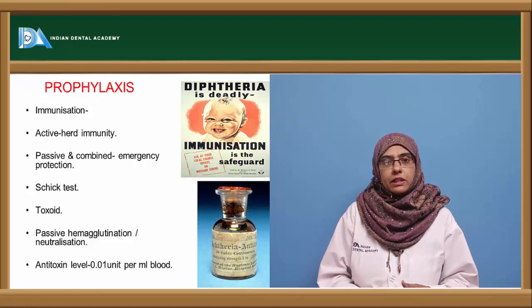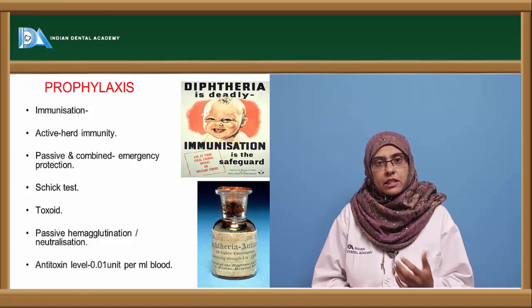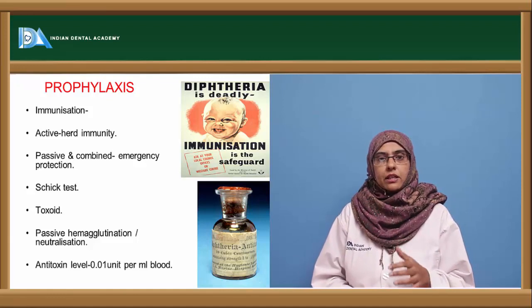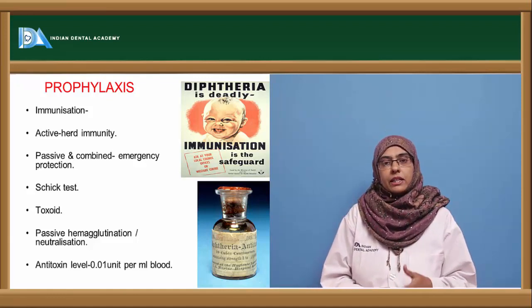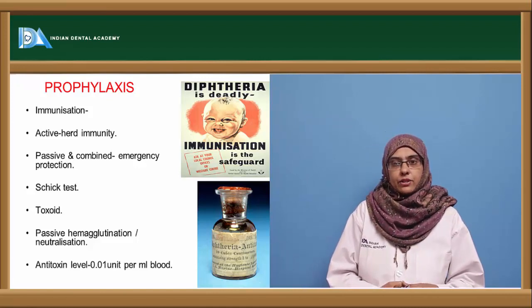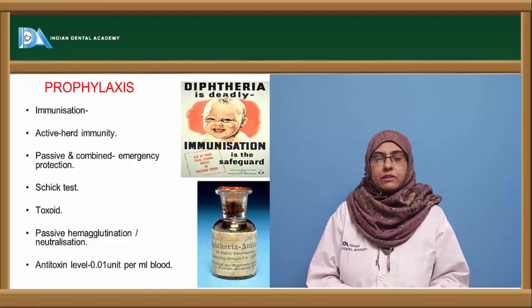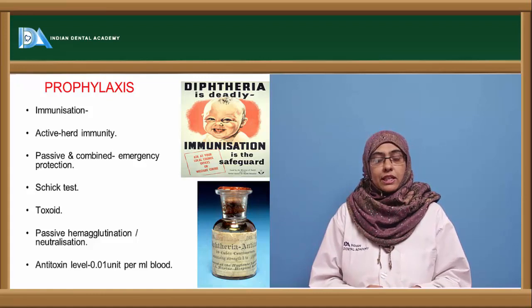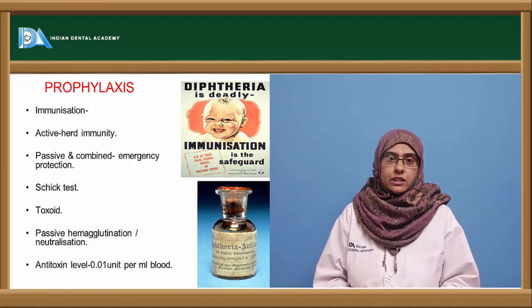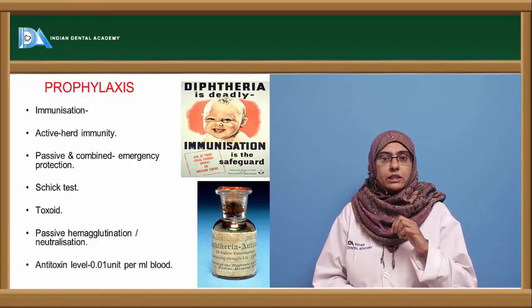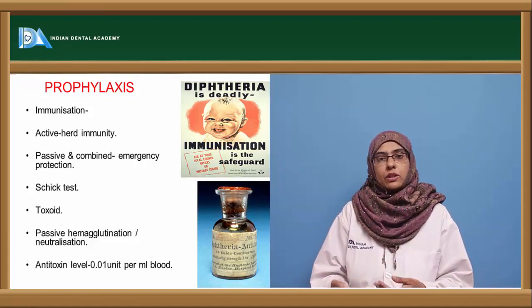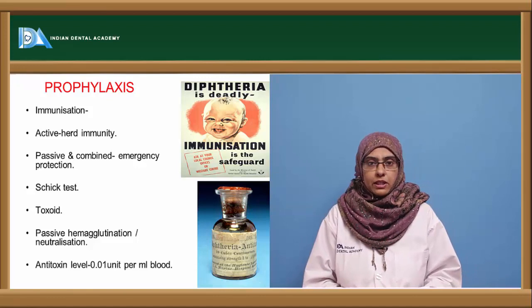In active immunity, immunization is done with the help of toxoids that are prepared in vitro, and it provides herd immunity and helps in the eradication of the disease. Whereas passive and combined protection is mostly given in emergency conditions, when the person's immune system is completely lost or when the person is immunocompromised. In that case, you can go with the passive or the combined immunity.